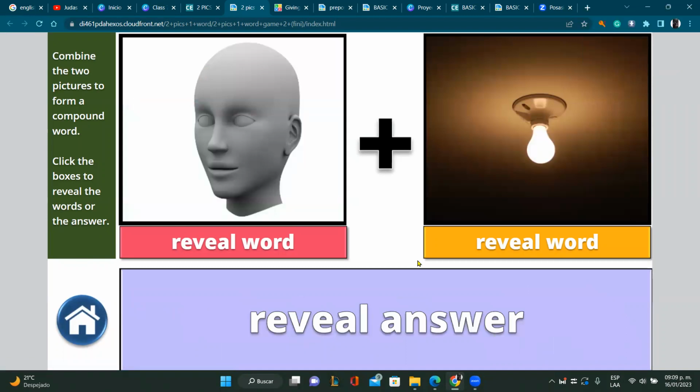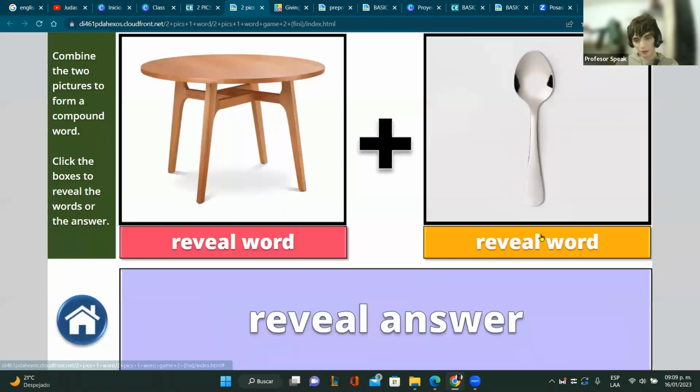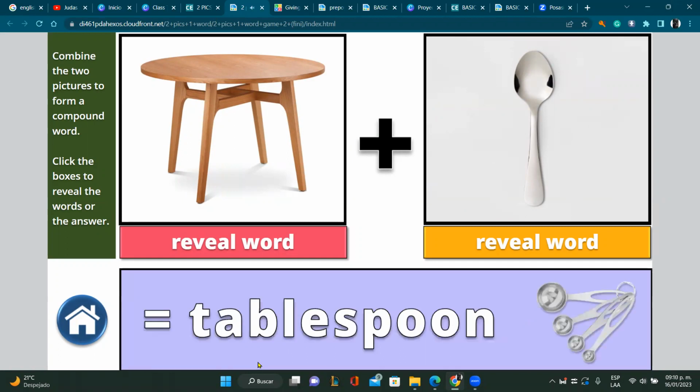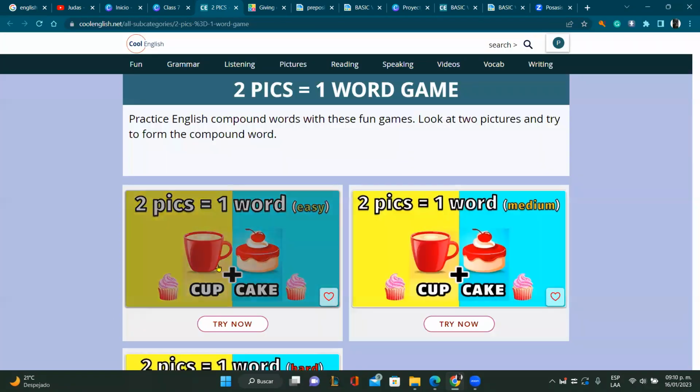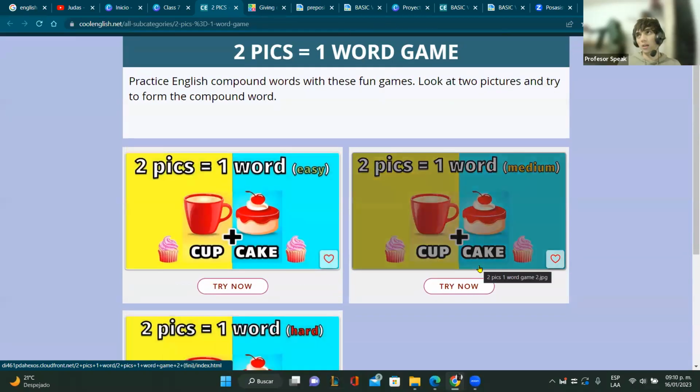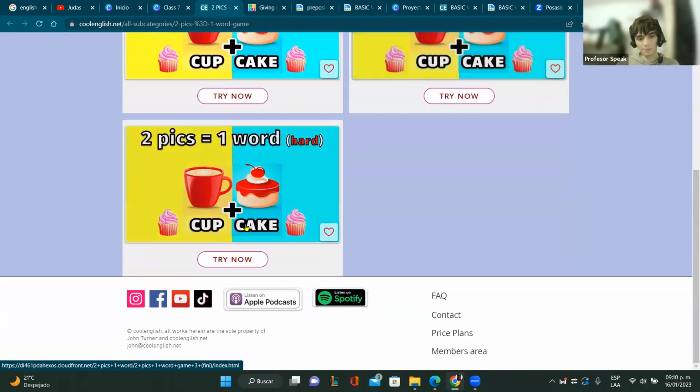Heads up. No. Face light. No. Headlight. This is a headlight. Tablespoon. Very good. So this is tablespoon. La herramienta esa se llama tablespoon. Son como unos cucharones. Tablespoon. Cucharas de medir. Yes. Sí.